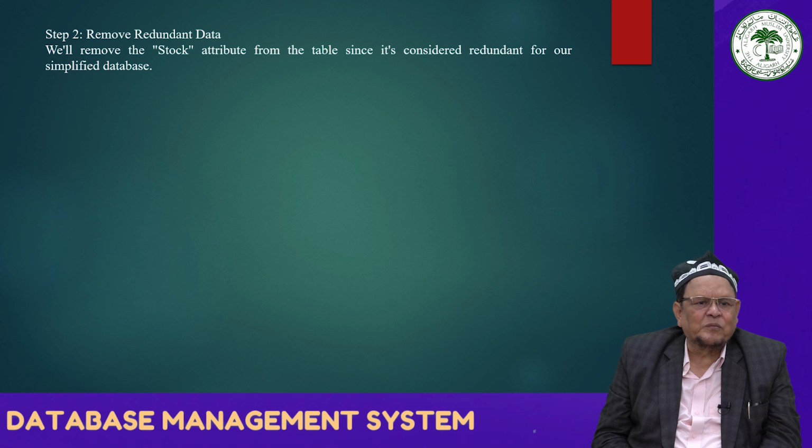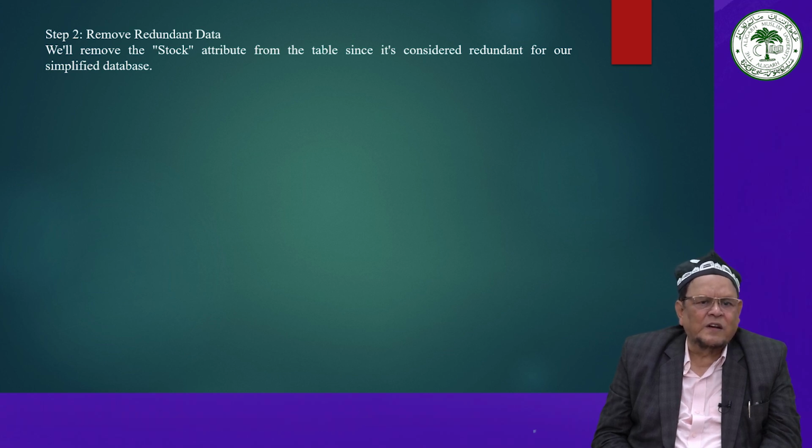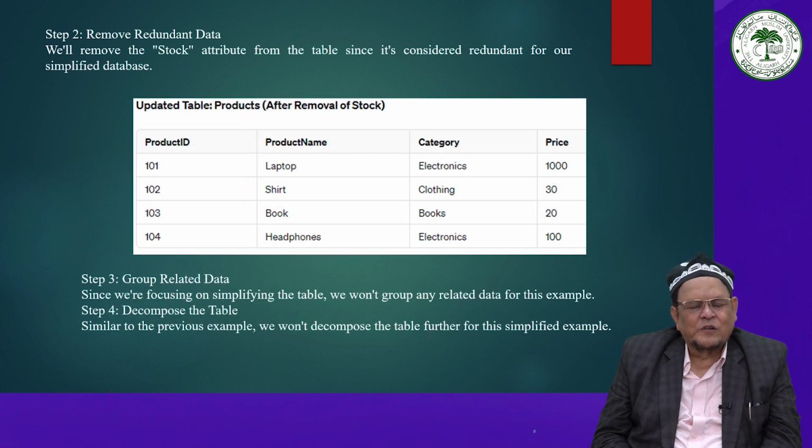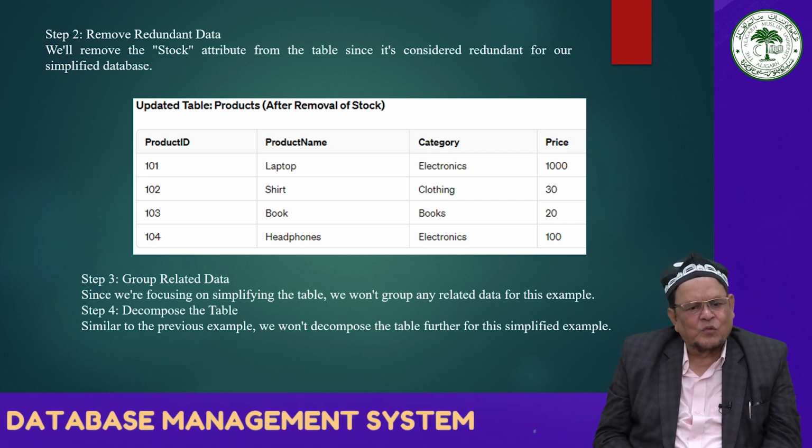The next step, remove redundant data. We will remove the stock attribute from the table since it is considered redundant for our simplified database. So here you can see on the screen, the table contains only four attributes: price, category, product name, and product ID.